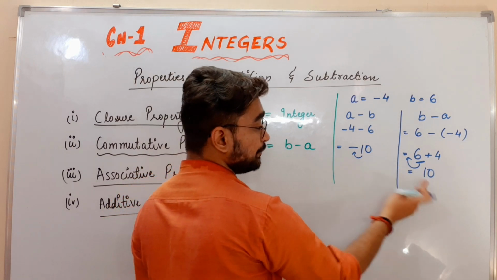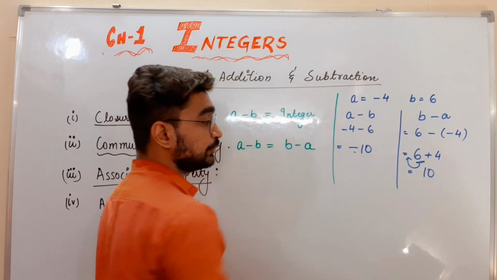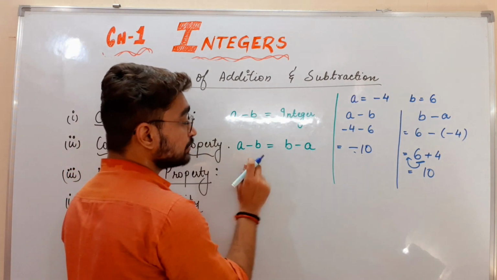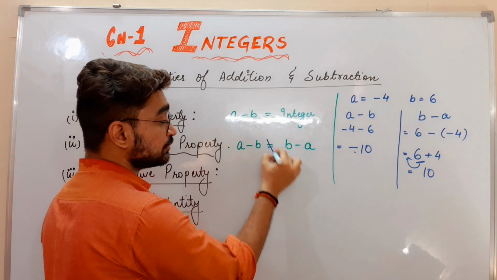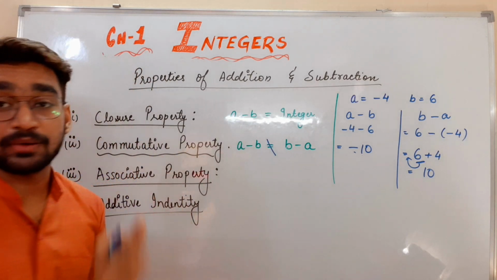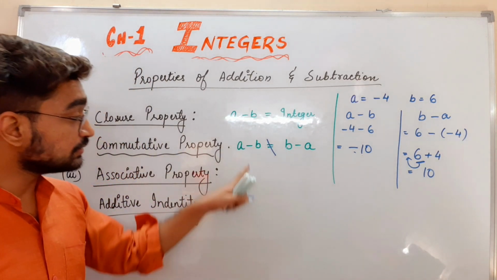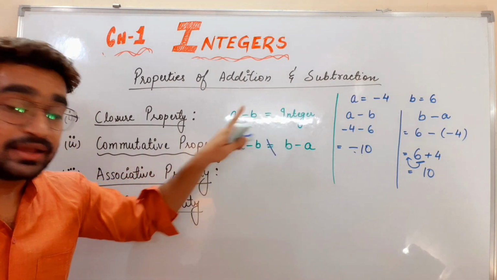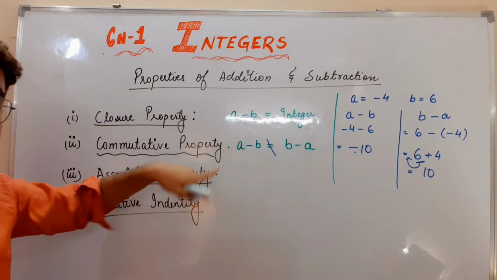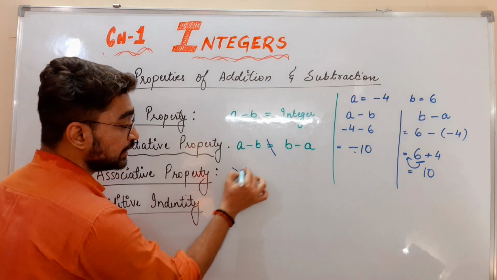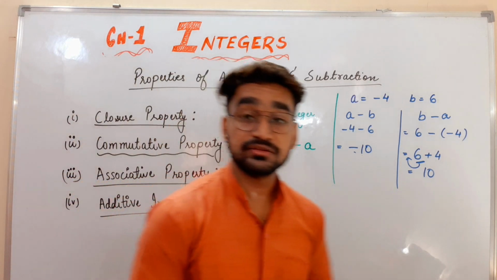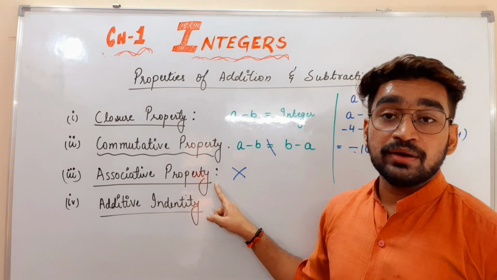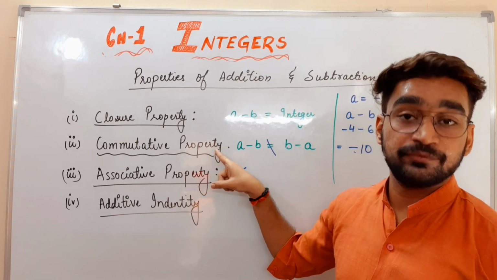Are they both the same? Are minus 10 and 10 the same? No, they are not the same. So in the case of subtraction, the commutative property is not applicable, meaning a minus b is not equal to b minus a. Since the commutative property is not applicable, the associative property will also not be applicable, because just 5 minutes before I told you that the associative property is just an advanced version of the commutative property.